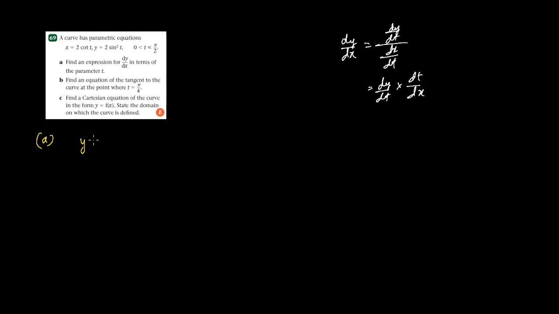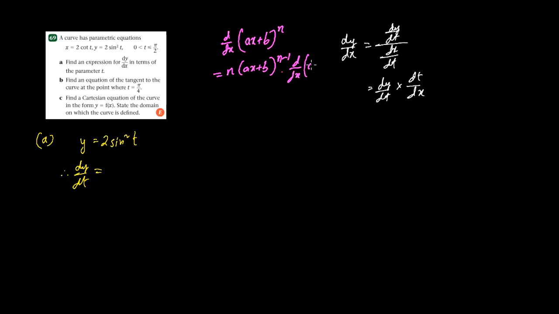So if we differentiate y, so y equals 2 sine squared t. Therefore, the derivative of y in terms of t is dy by dt. Remember, we are not differentiating in terms of x, we are differentiating in terms of t. So here we have a power. So the rule for the derivative of a power is this one. Remember, d by dx of (ax plus b) to the power n is going to be n, then (ax plus b) to the power n minus 1, into the chain rule d by dx of (ax plus b).